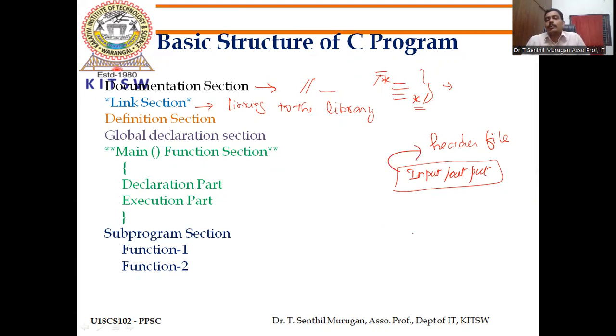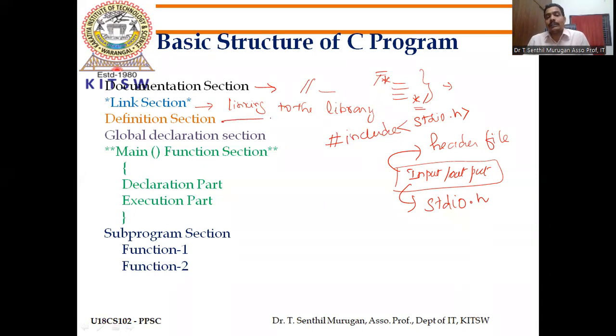So for input output operations, one header file is there. That header file name is standard input output dot h, which we normally say as stdio.h. So we are linking it in this section. Normally in the link section we use the hash symbol: hash include. Then within the brackets you mention the header file stdio.h. That means this library file will be linked to the compiler while executing this program.